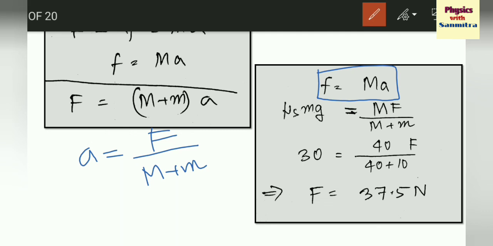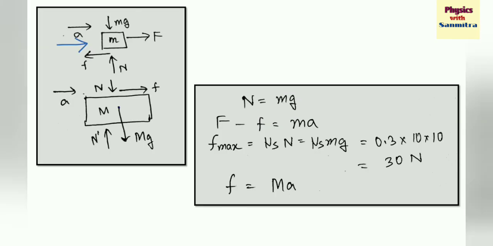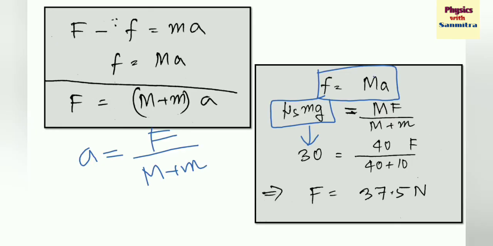This a I have put here, F by m plus M, and this small m is capital M. And this value of f, that is a limiting value, mu s into mg, we had calculated to be 30 earlier. Now this M into F by m plus M, I am putting the values: 40 into F by 40 plus 10. So F is equal to 37.5 Newton I am getting.